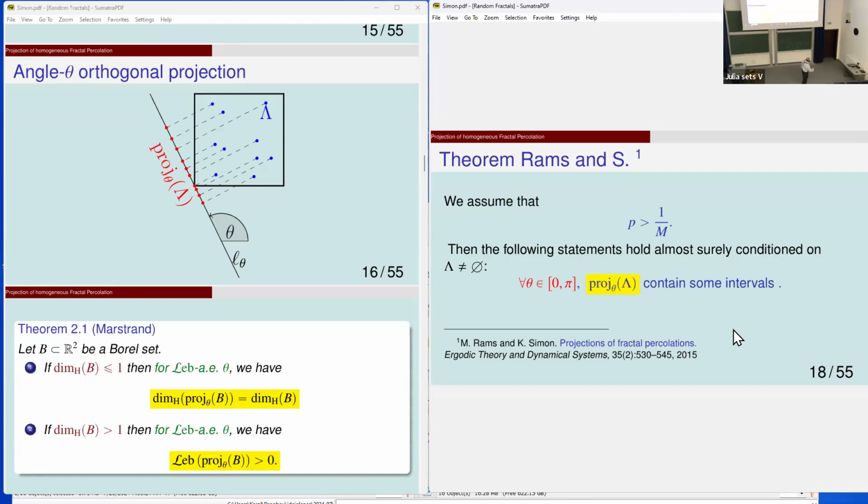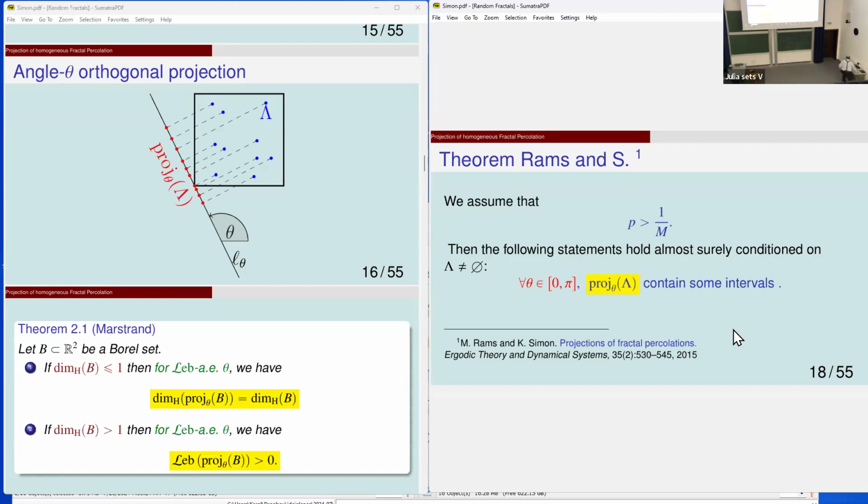And that's because somehow this randomness organizes this set Lambda in such a beautiful way that we can get a much stronger result. One more time, it's important that for almost all realizations, you fix this realization, and in that realization, for all angles, the projection contains an interval.